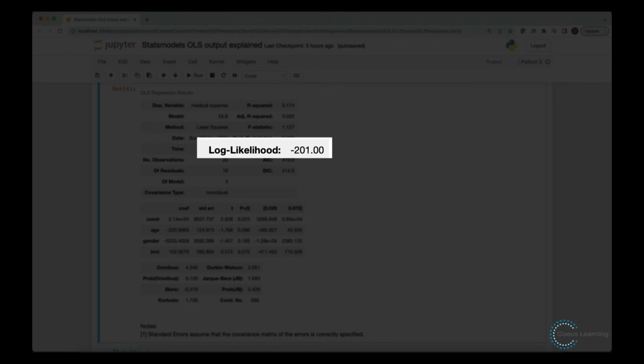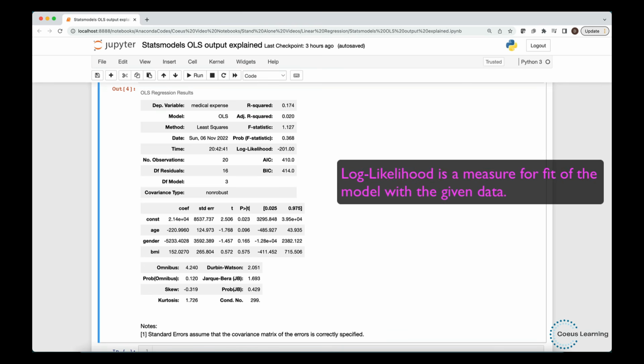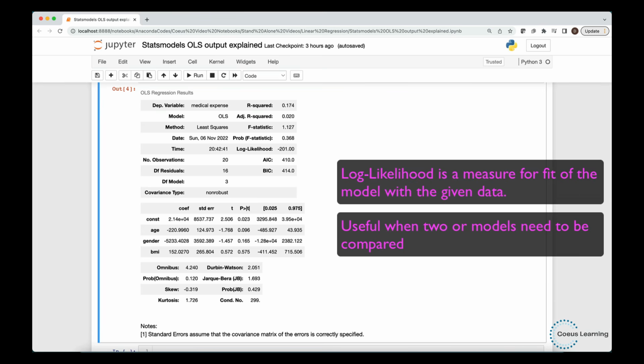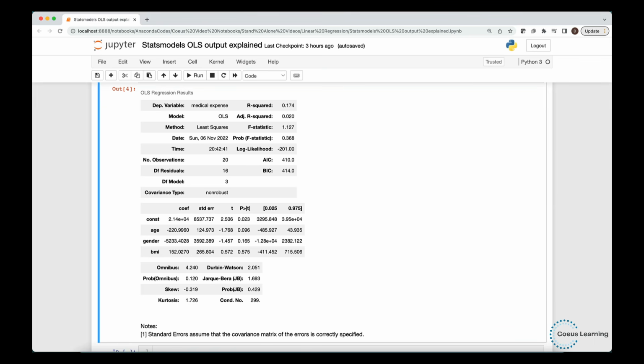We now look into the log likelihood. The log likelihood is a measure for fit of the model with the given data. Log likelihood is useful when we compare two or more models. The higher the value of log likelihood, the better the model fits the given data. The log likelihood value can range from -infinity to +infinity. Let us now see how the log likelihood is calculated.